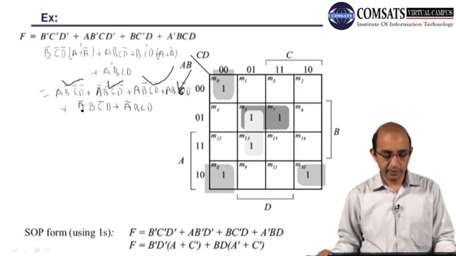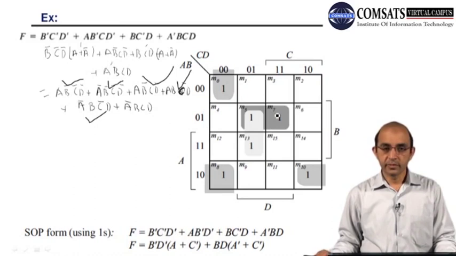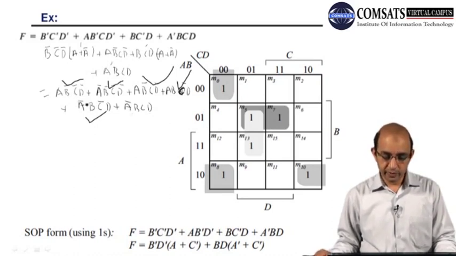And A bar, B and C bar, D. So this is also done. And A bar, B, C, D. So that's over. You have mapped all the ones, all the min terms.